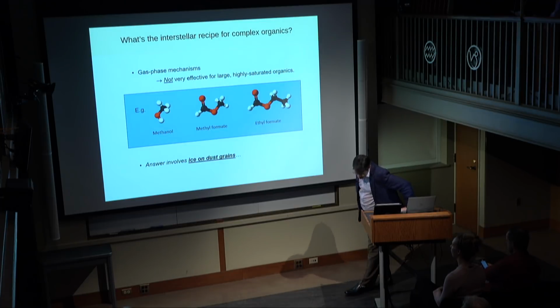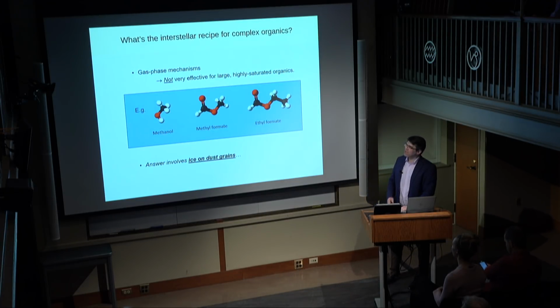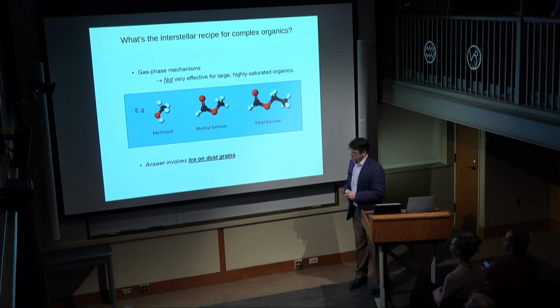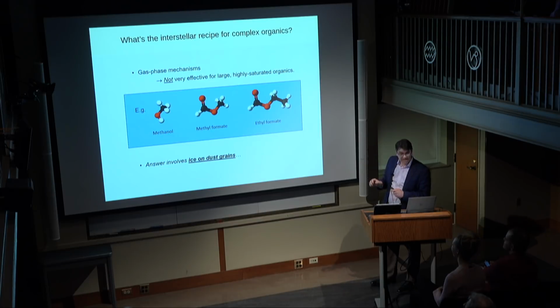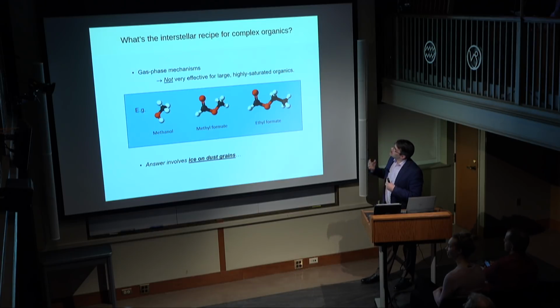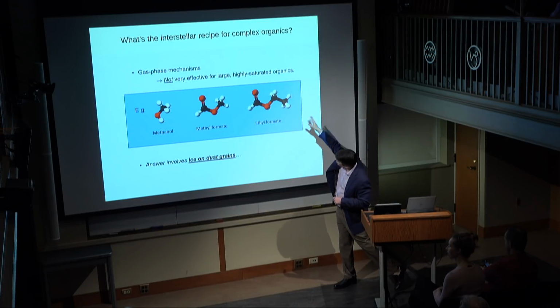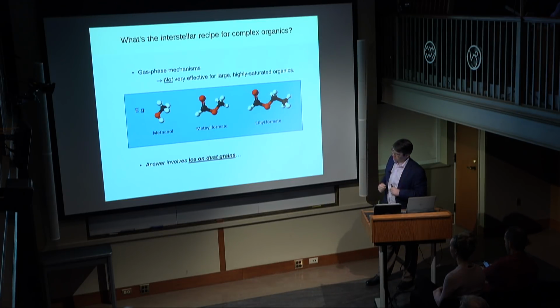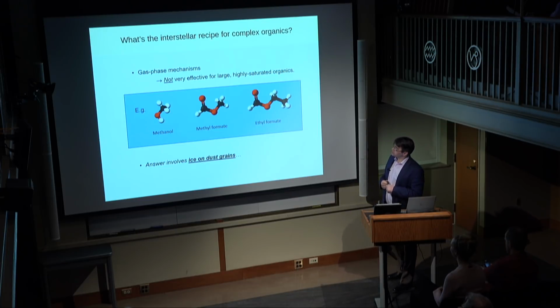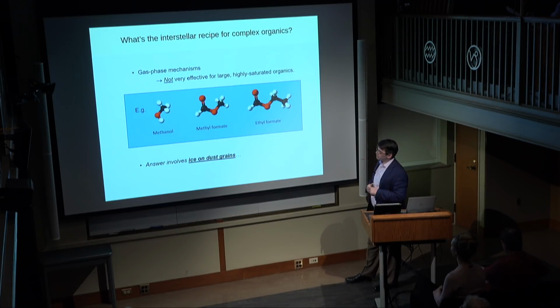So what is the recipe for these complex organics? I'm going to cut out an enormous amount of my field here, completely dismiss it, and say that we think, in general at least, gas phase mechanisms are not responsible for producing these large, highly saturated organics, at least these aliphatic ones, these sort of chain molecules rather than aromatic species or whatever it may be. As I say, I'm being somewhat unfair, and there are certainly examples where these large molecules could plausibly be formed through gas phase mechanisms, but as a general rule, I don't think that's true.